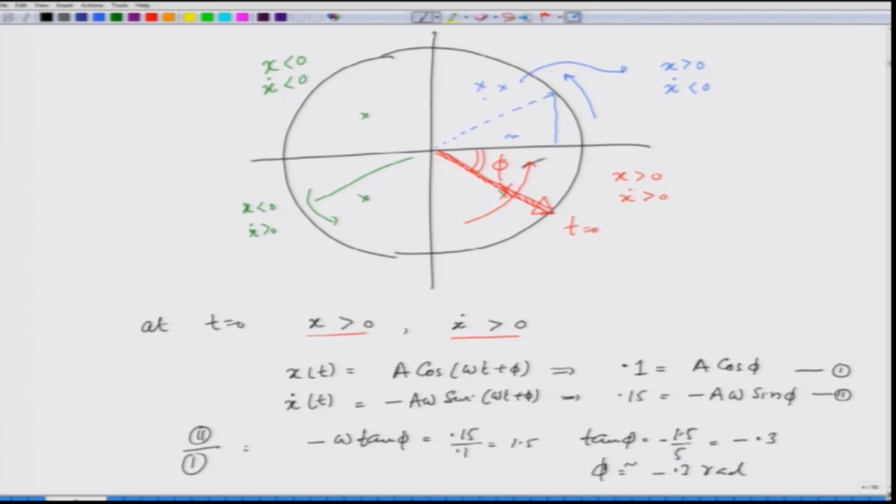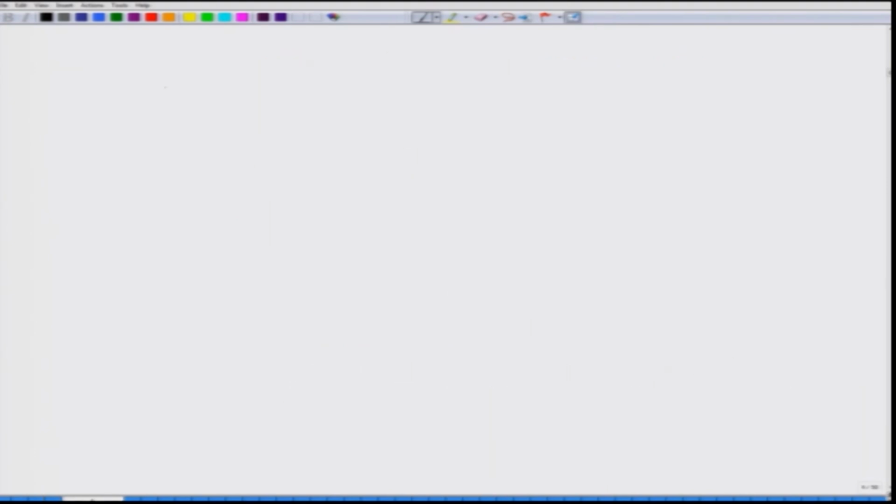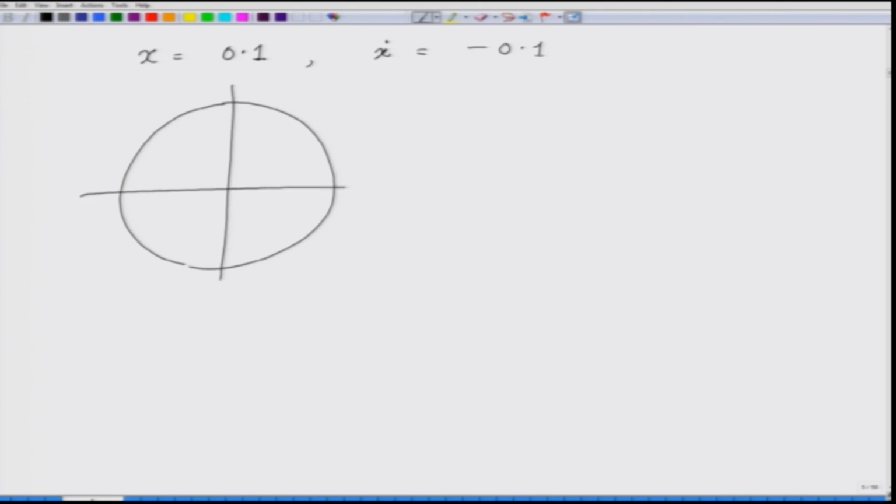So, you can see this phi out here is coming out to be 0.3 radians on the negative side, and then on the phasor diagram, this is how I represent the motion. You can keep trying other such combinations. For example, if I give you that x is equal to 0.1 and x dot is equal to minus 0.1, in that case, on the phasor, if I want to represent the motion as cosine omega t plus phi, the initial position will be somewhere here, and then the phasor will be moving to the left.